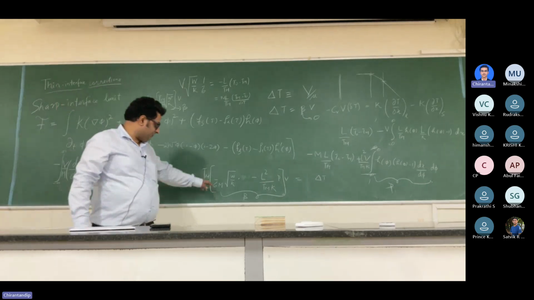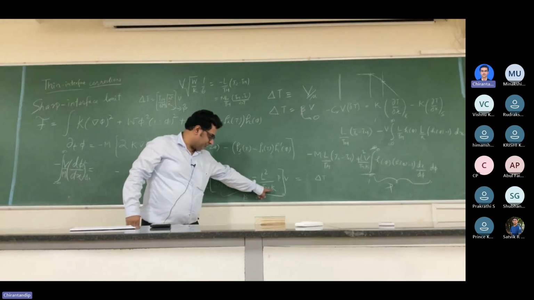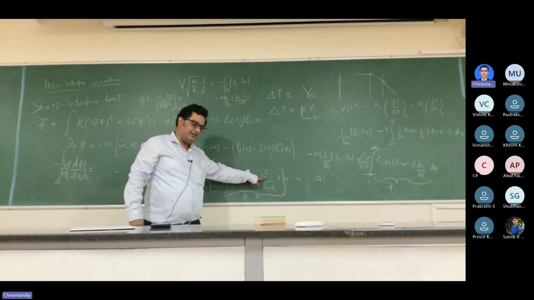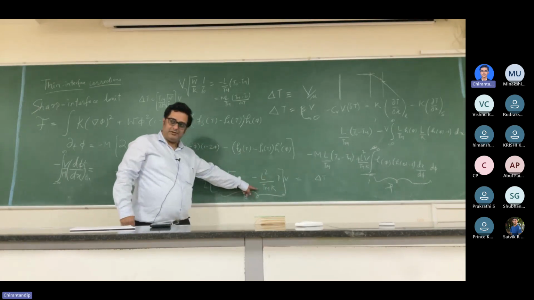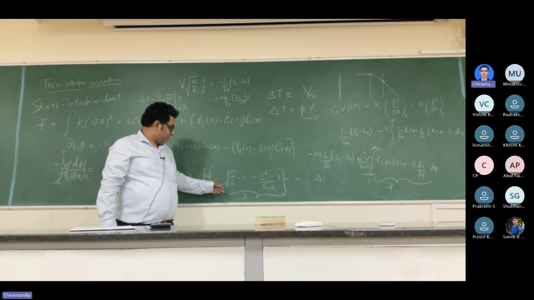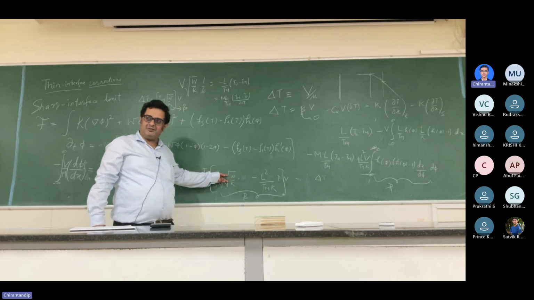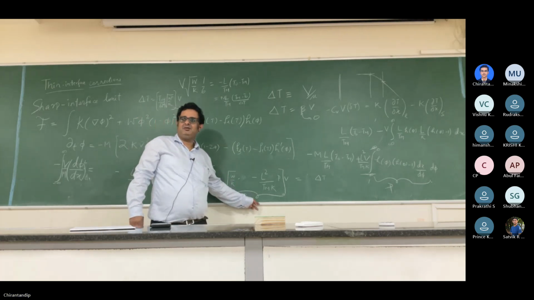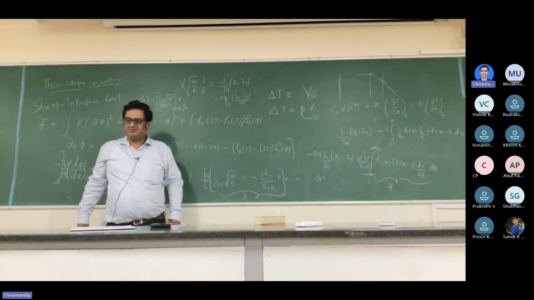Given the interface, these are not free parameters. K is a material parameter, L is a material parameter, M is a material parameter. The only thing you can actually change is the interface width. So you choose the interface width such that your interface kinetics vanishes.